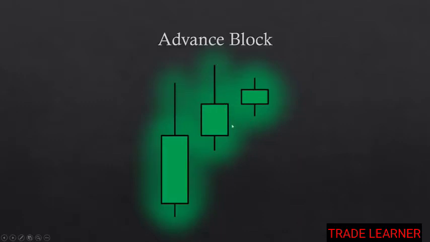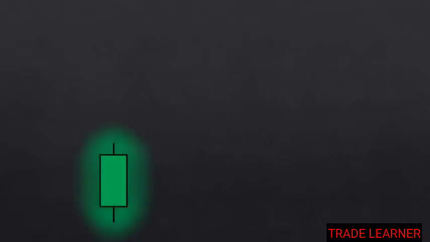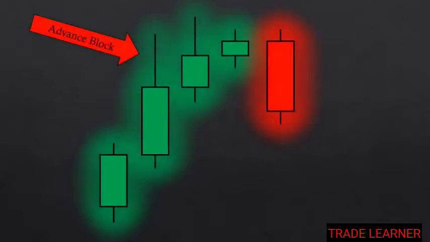The progressive decrease in body size means that buyers are losing momentum, and the longer upper tails mean that sellers are gaining momentum in relation to the buyers. Notice that, similarly to the three stars in the south pattern, the third candle can be in a harami position, which is when the candle is fully contained in the range of the previous candle. This increases the strength of the advanced block pattern because the harami is also a reversal pattern. The advanced block appears when price is going up in order to signal a reversal to the downside.